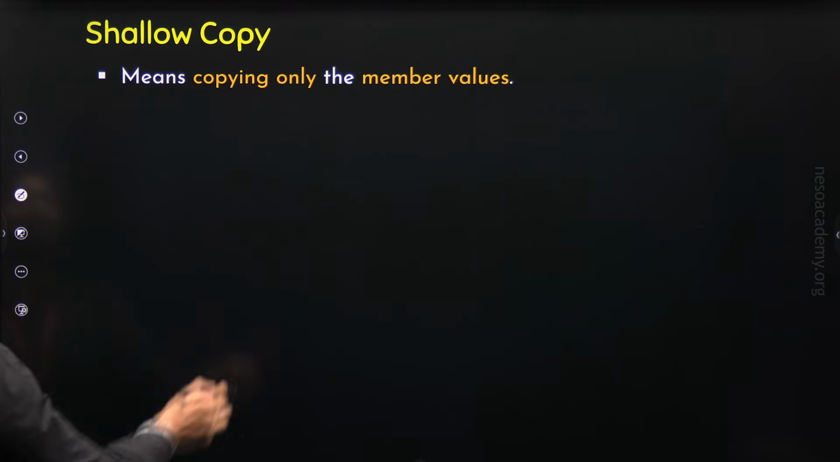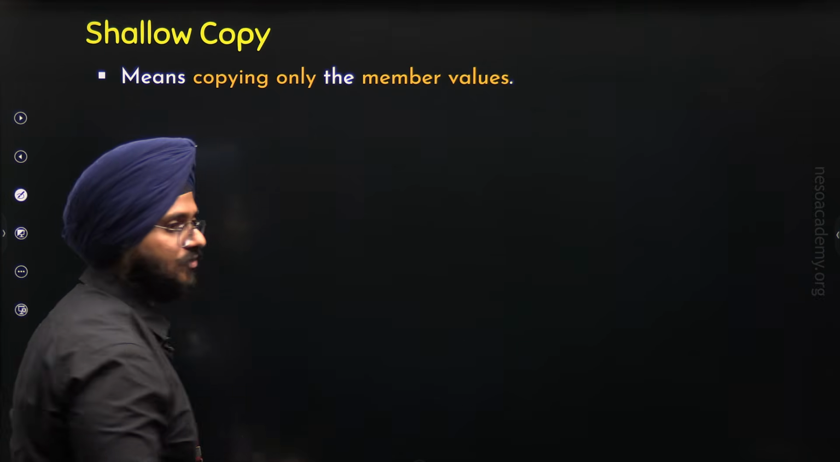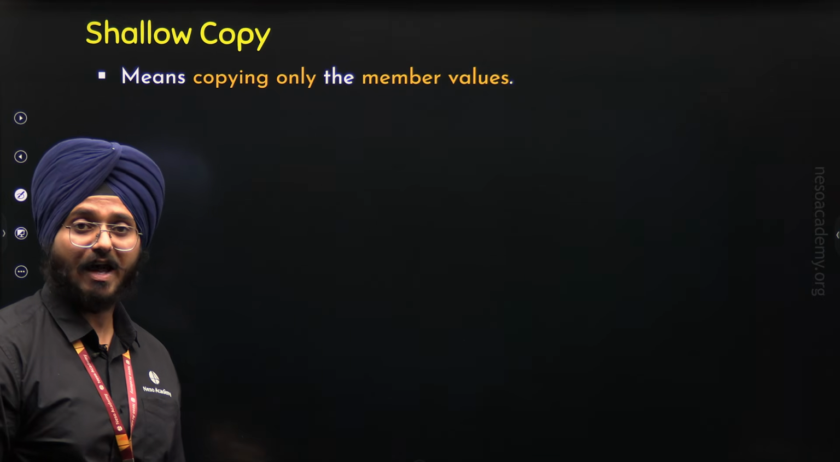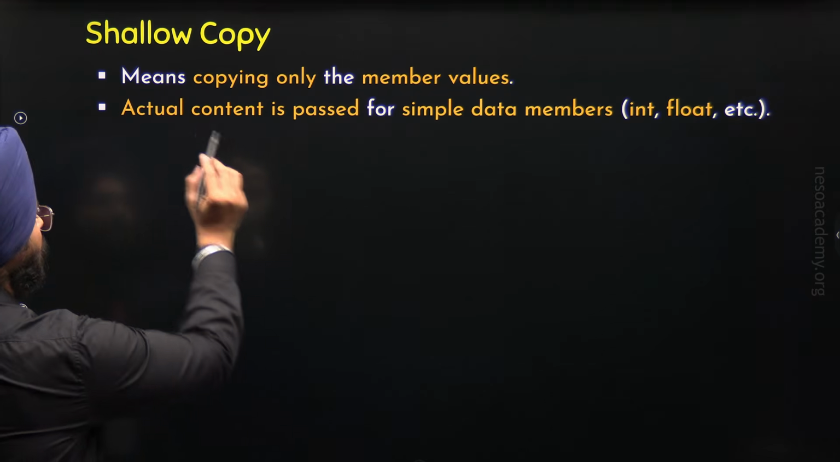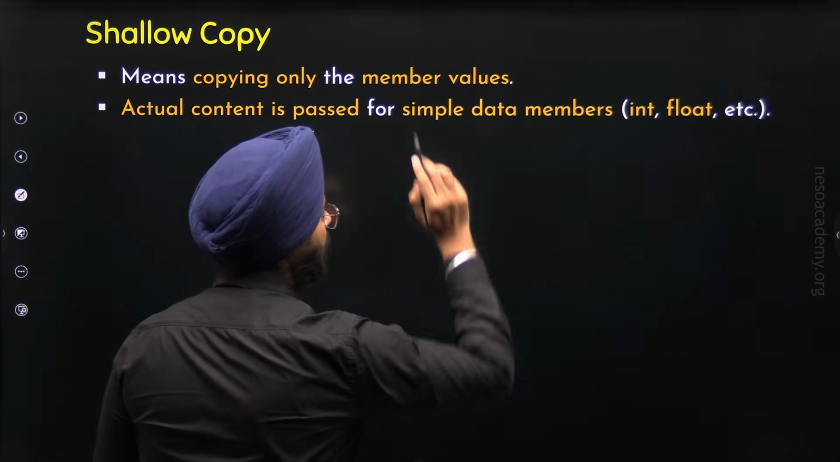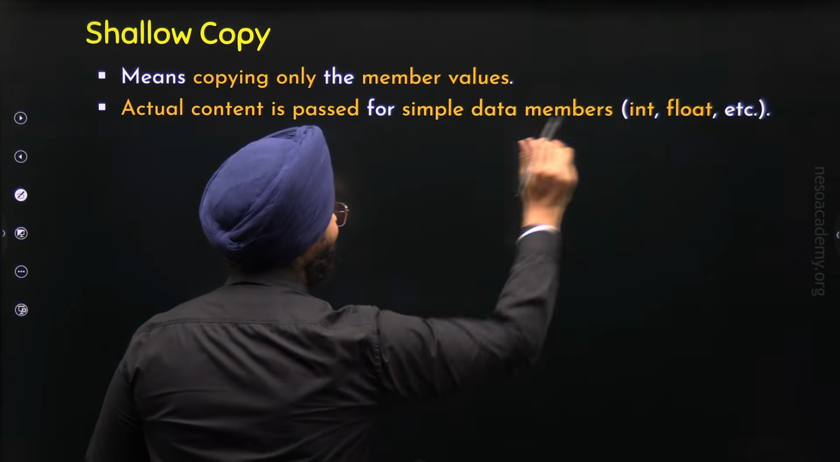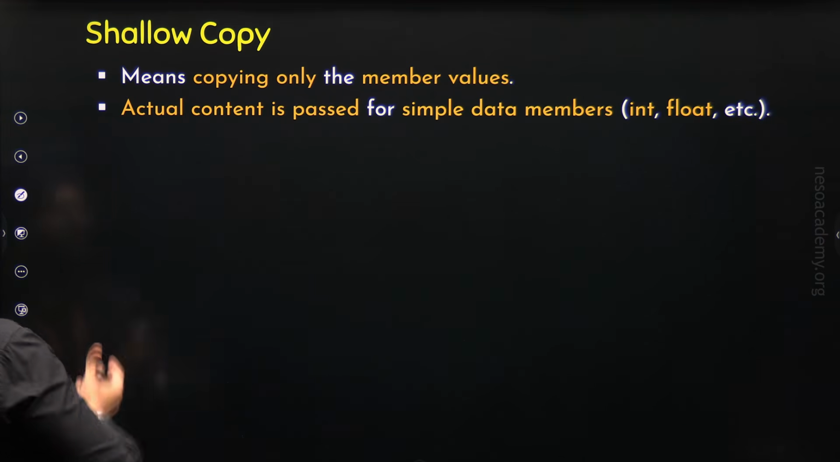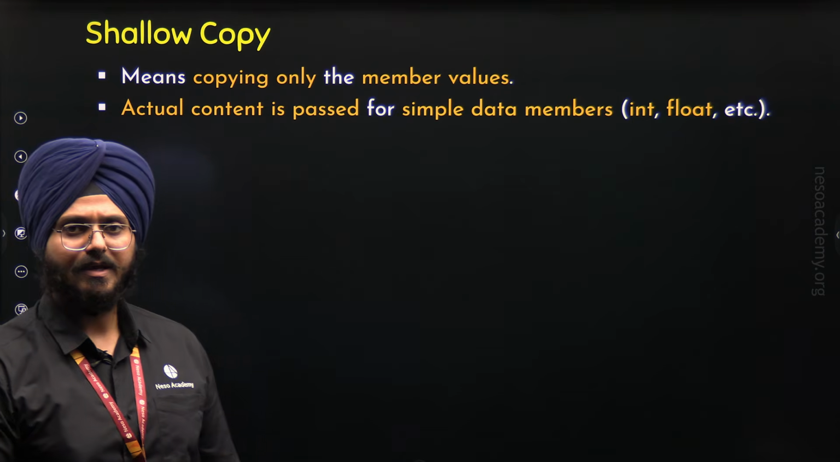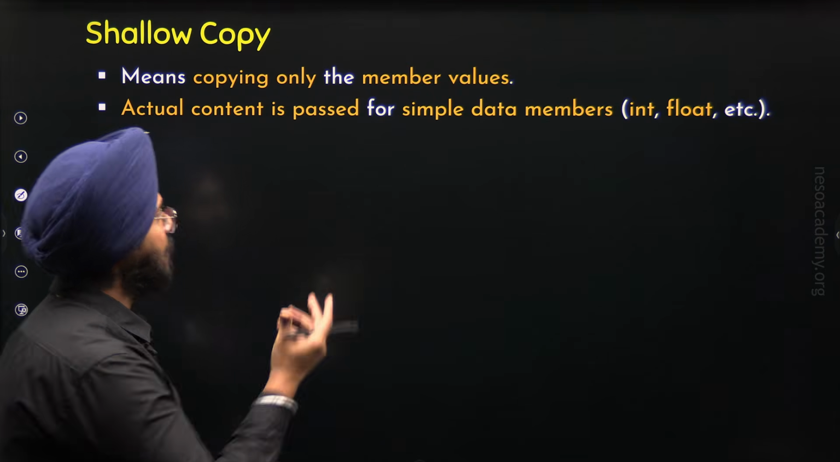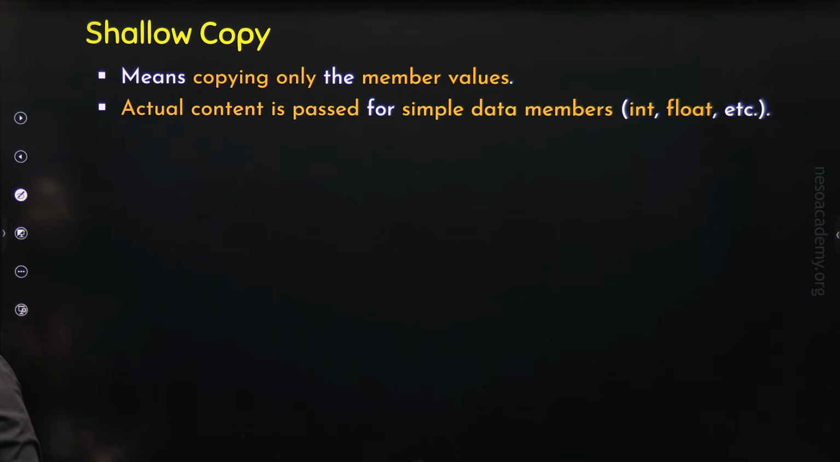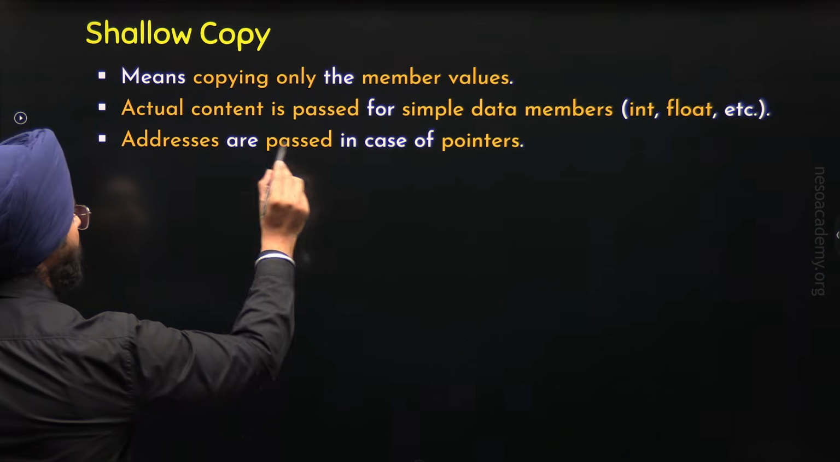Shallow copy means copying only the member values. We only copy the member values. That is what we call shallow copy. This means actual content is passed for simple data members like int, float, char, etc. We took the example of simple data members only. Roll number and name are simple data members. For those data members, actual content is passed. This is what we saw. But in case of pointers, addresses are passed.